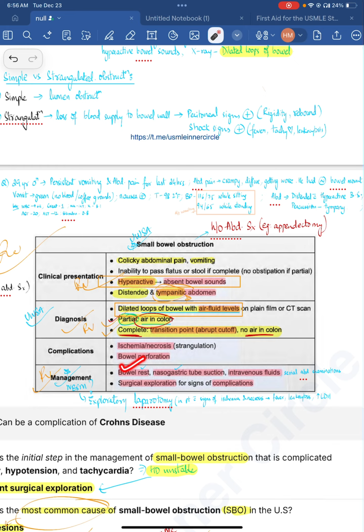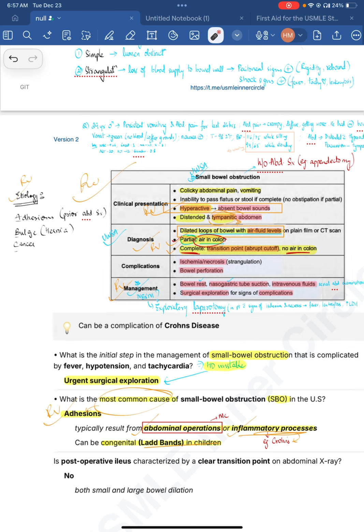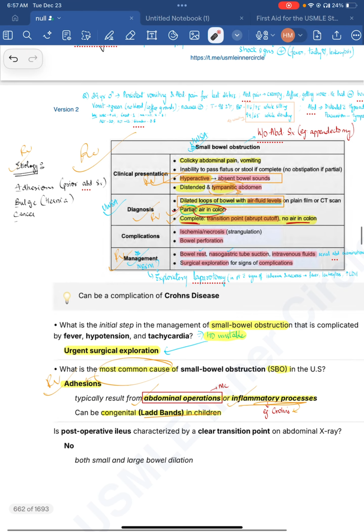Management: you need to do bowel rest, NG tube suction, IV fluid, serial abdominal examination. First, you need to do this, but if the patient has hemodynamic instability, go for surgical exploration. If you have any hemodynamic instability or there are signs of complication, that is strangulation and bowel perforation. Just as I had mentioned, SBO with hemodynamic instability, that is fever, hypotension, and tachycardia, urgent surgical exploration has to be done. Most common cause of SBO is adhesions.